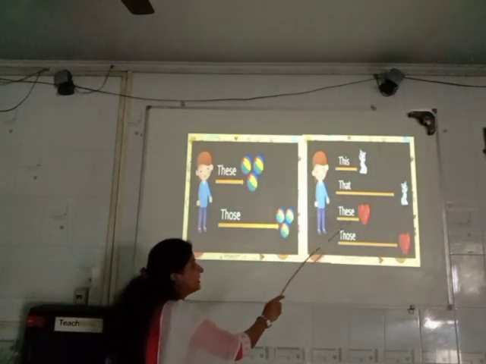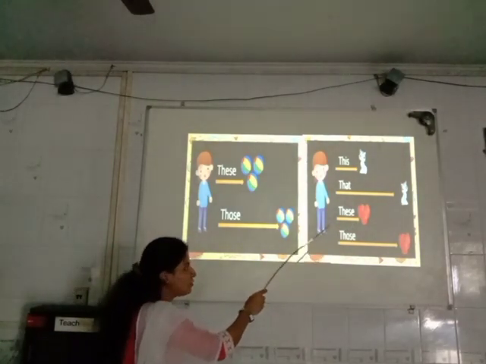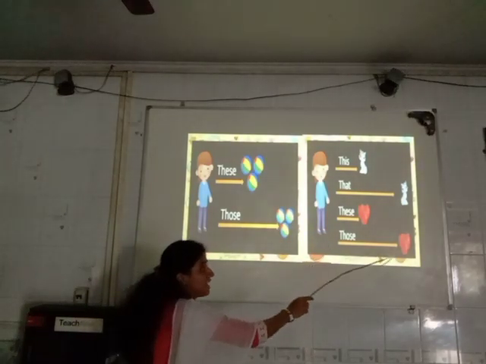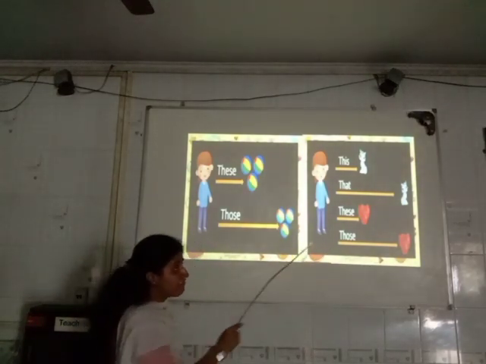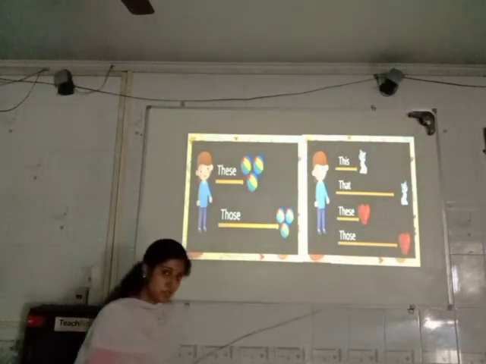Now see, these are apples. So it is in plural but near to us, so we use these. Now here, those are apples. They are far from us but they are in plural. So we use "those" here.